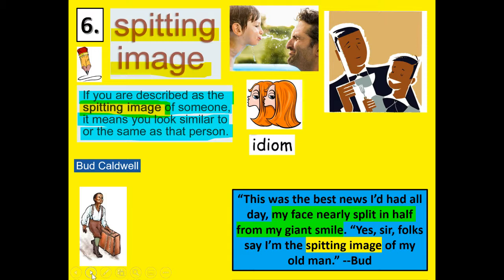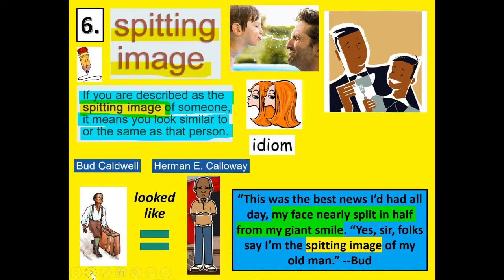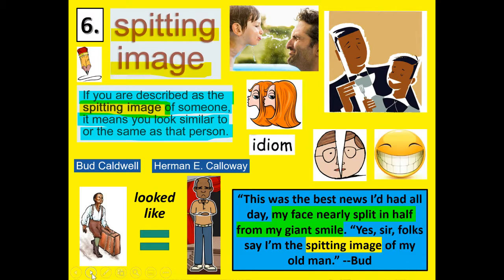Old man would be my father. So people thought Bud looked like or was the spitting image of his father. He looked like Harmony Calloway. Someone told him that. And he was so happy that his face nearly split in half from smiling. That's also figurative language.